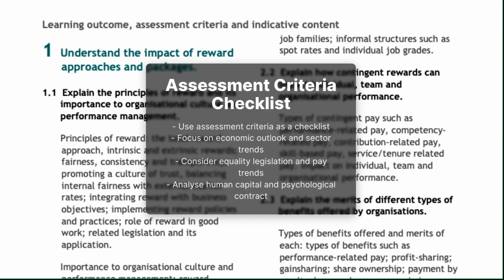Throughout your answer, use the assessment criteria as your checklist. Make sure you touch on key themes like economic outlook, sector trends, equality legislation, pay trends, regional differences, and occupational characteristics. Internally, look at elements such as human capital, agency, efficiency wage, and the psychological contract. Pick the factors that are most relevant to the scenario and really focus your analysis there.